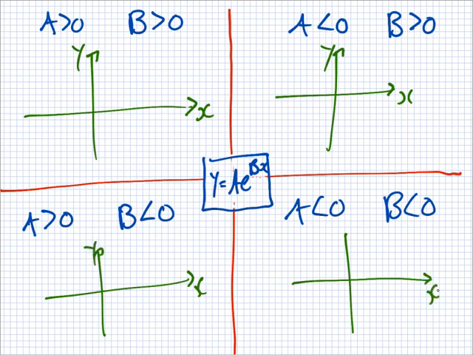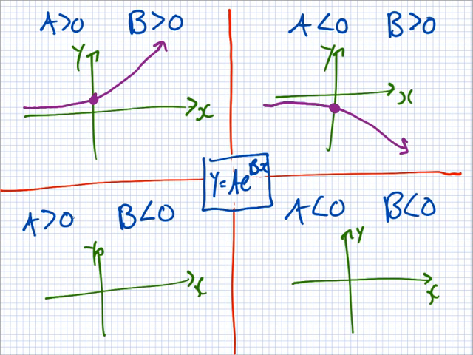Right, the first one is easy. It's like the one I just did. If a is positive and b is positive, the graph will increase exponentially like this, and this point here will be 1. The next one, if a is negative and b is positive, looks similar but just upside down. And again, this is 1.